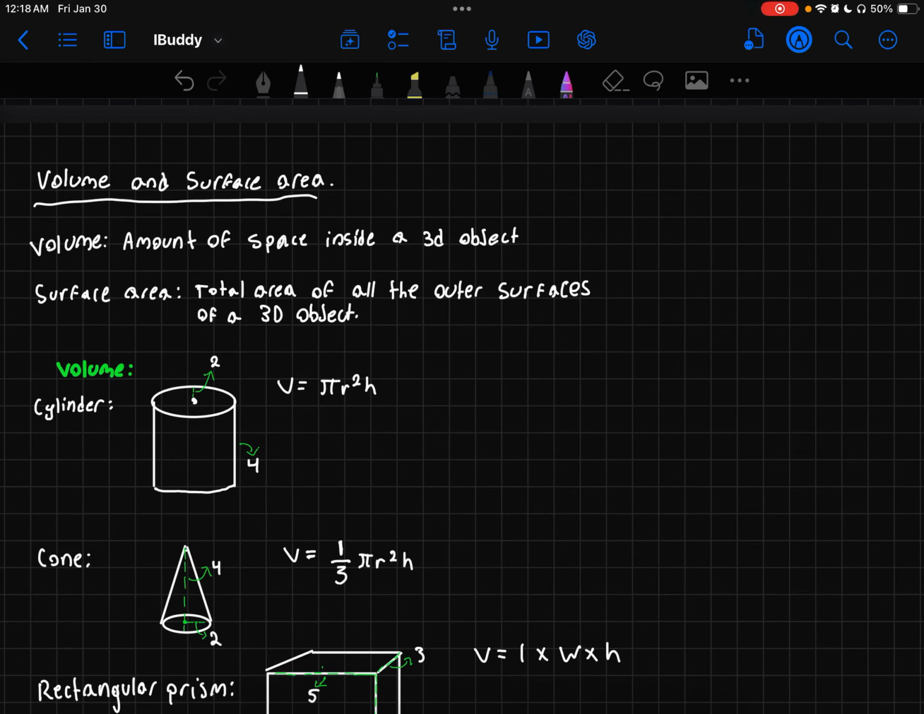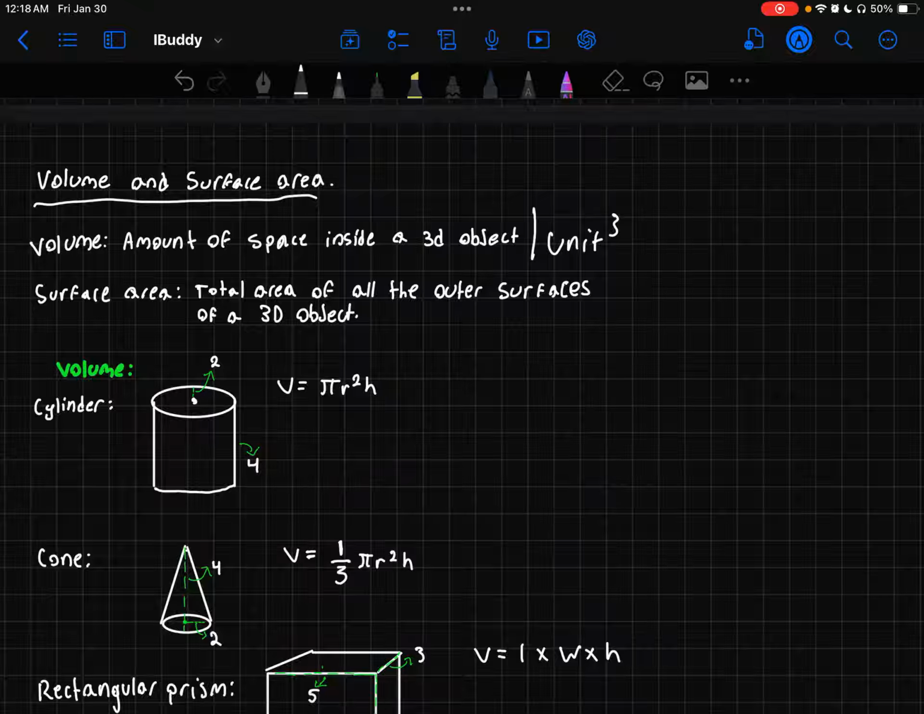Everyone. So today we're going to be working on volume and surface area. Volume is the amount of space inside a 3D object. So basically, it just tells you how much something can hold. So volume, the units are measured in cubes. So like it would be unit cubed.